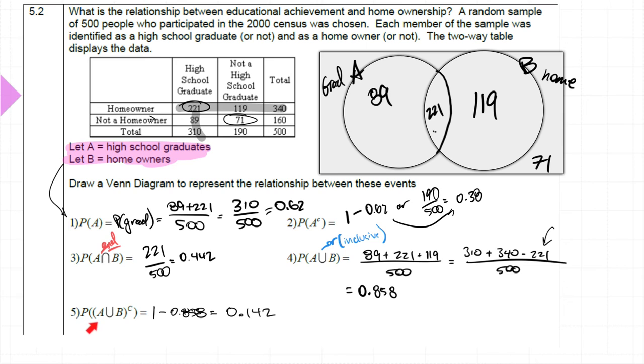Same thing here. We have the probability of the complement of A union B, A or B. So instead of trying to figure out from the table or from the Venn diagram, we already found A union B inclusive, and it's 0.858. So why don't we just take 1 minus 0.858, and we get 0.142.